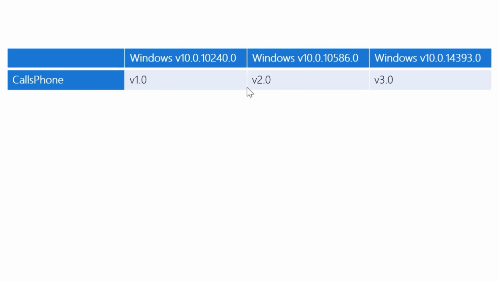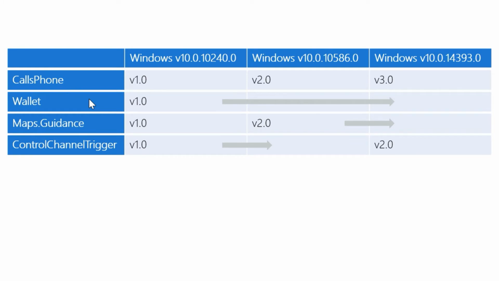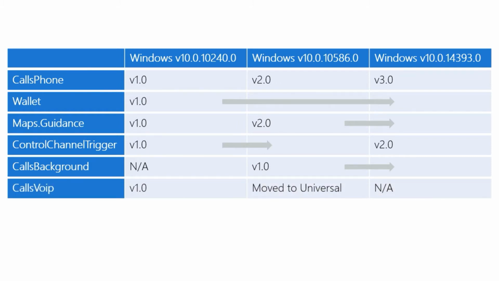This pattern here where you see each new release of Windows revving the API contract, that's not the only one that's possible. This one didn't rev at all. This one only revved between the first and second Windows release, this one between the first and third, and this one appeared in the second release and didn't exist at all in 10.2.40. And finally, this one's the most interesting, I think. Sometimes API contracts disappear. This one calls voice over IP. It was its own API contract in 10.2.40, but then it was pulled into the universal API contract in 10.5.86. So it ceased to exist as an independent API contract.